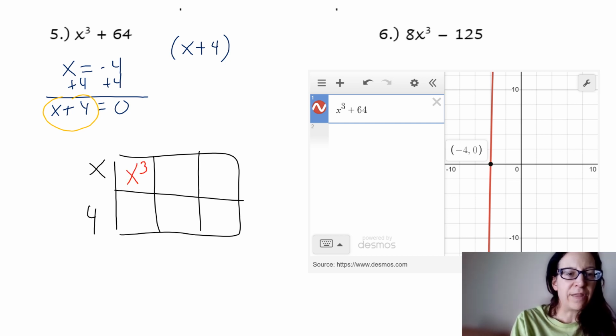And we start out with the x to the third. Well, what times x to the third gives me x, or what times x gives me x to the third? That would be x squared. And then we multiply, so we get 4x squared right here.